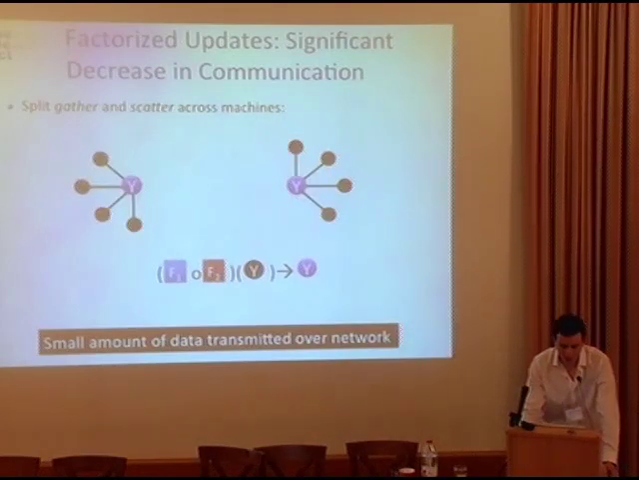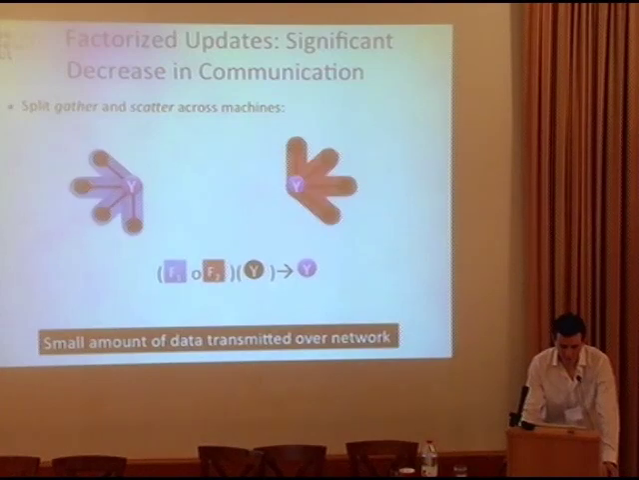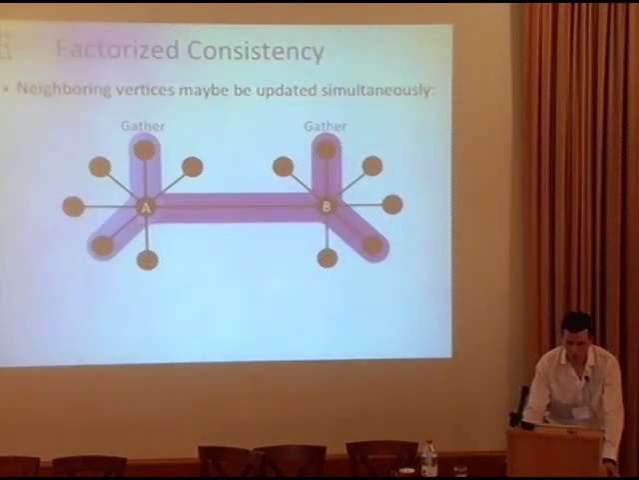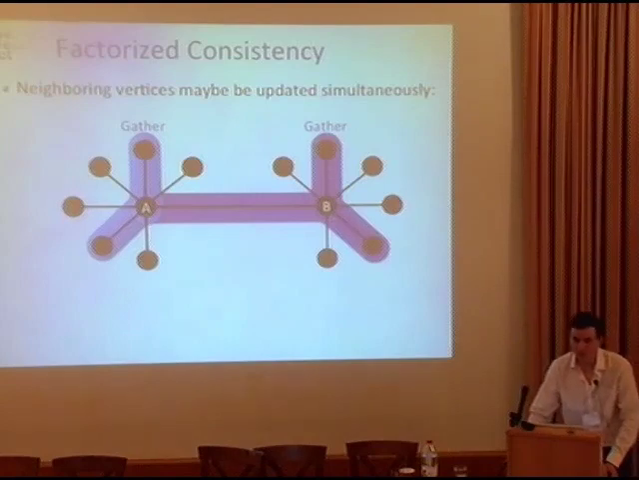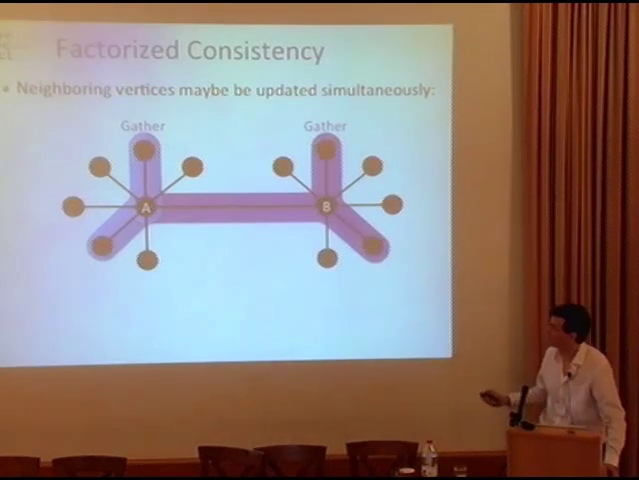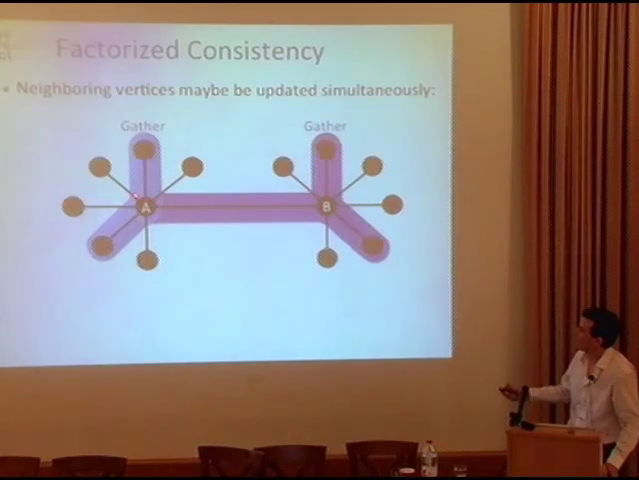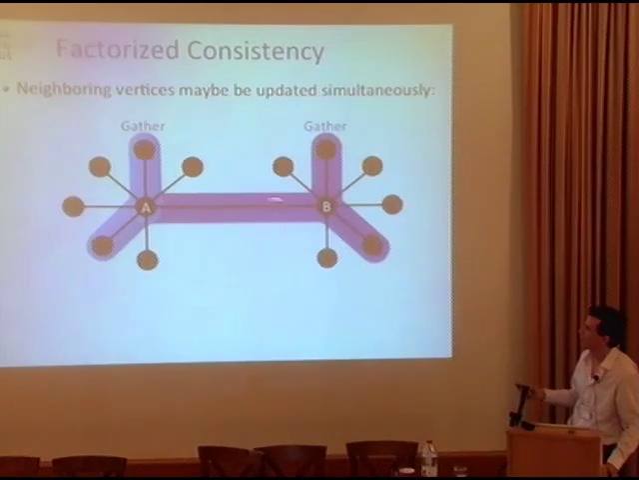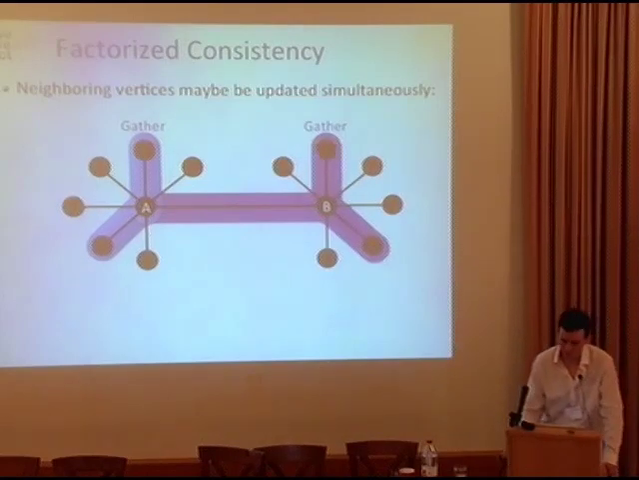Now, if we're doing this, what effect does it have on the consistency model? And here we define a new consistency model we call factorized consistency. And what it allows us to do is run operations on neighboring nodes, which we couldn't do before. Before, no matter what consistency model, we couldn't execute A and B at the same time because they share an edge. Now, we can execute a gather on A and a gather on B in parallel, even though they're neighbors.